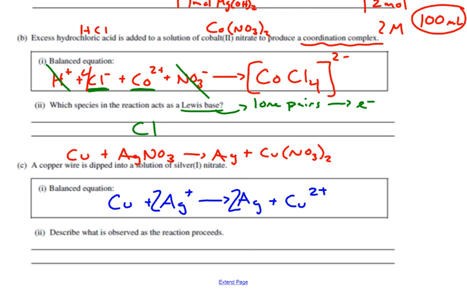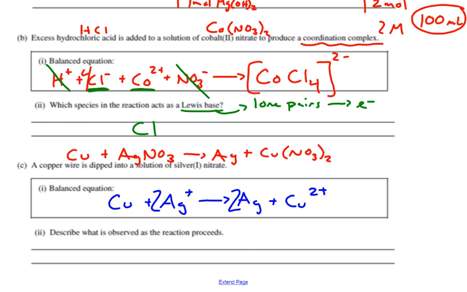Is this a redox? It is a redox because you went from 0 to plus 2. Here you went from plus 1 to 0. You went up and down. So all single replacement reactions are also redox reactions. Follow it up. Describe what is observed as a reaction proceeds.